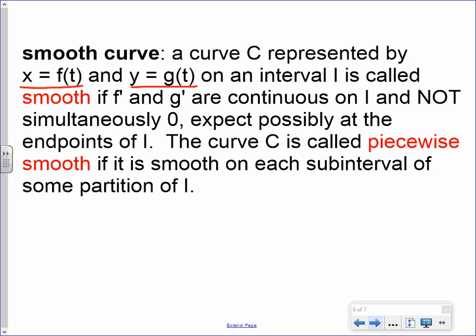So I would write down your parametric functions, x equals f of t, y equals g of t. If those derivatives are both 0 at the same time, we don't have a smooth curve. What the last part is saying is that it can be piecewise smooth. So between 0 and 1 it's smooth. Between 1 and 2 it's smooth. But it's not smooth at 1.